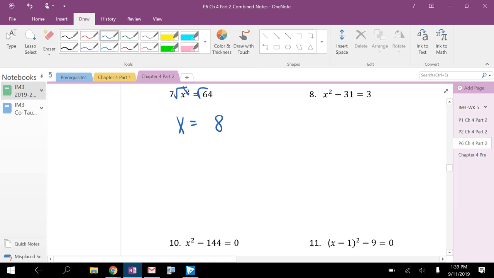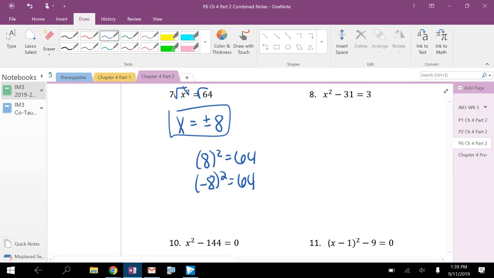However, it's not just 8. It's going to be plus or minus 8. Let me explain why so that you understand that. If I do 8 squared in the calculator, you get 64. If I do negative 8 squared in the calculator, you also get 64. But if you type in the square root of 64, you will just get a positive 8 because it doesn't know that you're solving it yourself. So when you're physically drawing that square root, then it has to be a plus or minus 8.